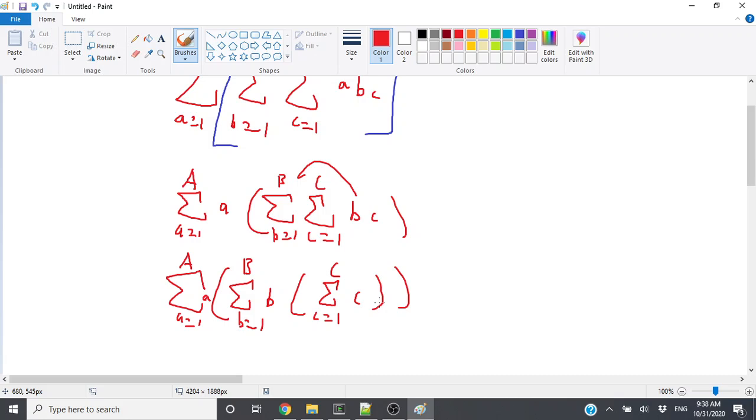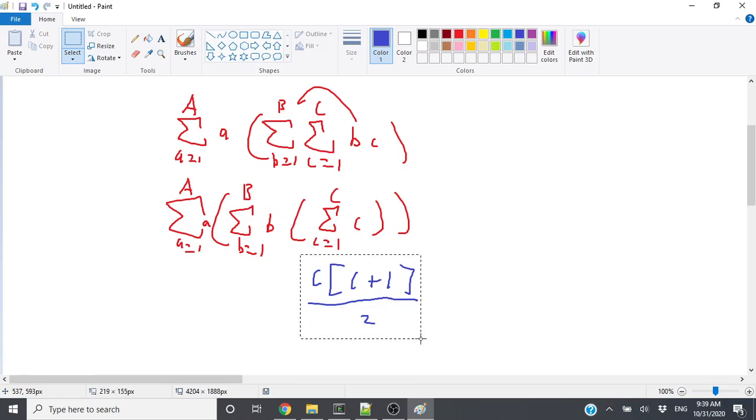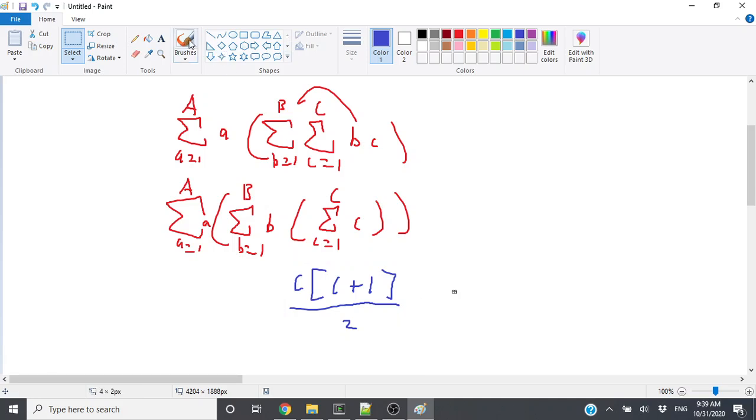And why is it interesting? Because this is constant, because this C is fixed. Specifically, this is a constant, and its value is the triangular numbers, so its value is C times C plus 1 divided by 2. You can look up that formula if you haven't heard of it before, but it's a very useful formula. So this is C times C plus 1 over 2. That's what this value is.